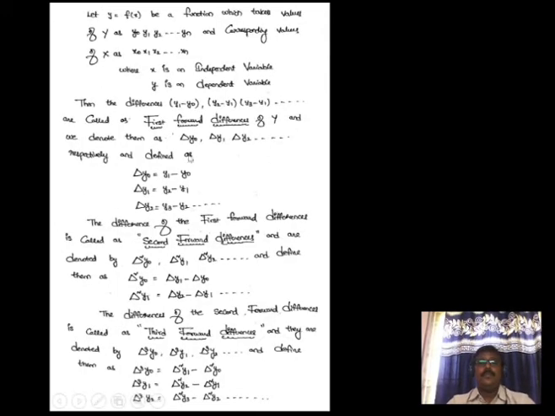Here the important point to remember is that the difference of the first difference is called the second difference. The difference of the second difference is called the third difference. The difference of the third difference is called the fourth difference, and the difference of the fourth difference is called the fifth difference. Those points I have written clearly here in the table so that you can easily see it.